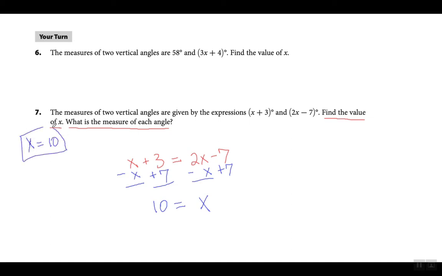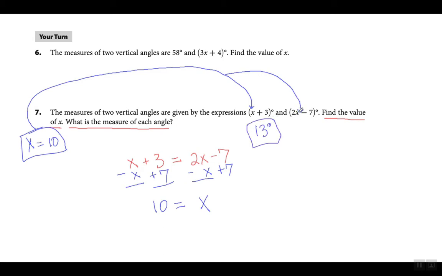Alright, now my second question is, what is the measure of each angle? To find the measure of each angle, I have to substitute my answer here. Really, you only have to do it once because both angles equal the same thing. But you could substitute it there or there, whichever one makes you happy. If I substitute it there, 10 plus 3 is 13 degrees.